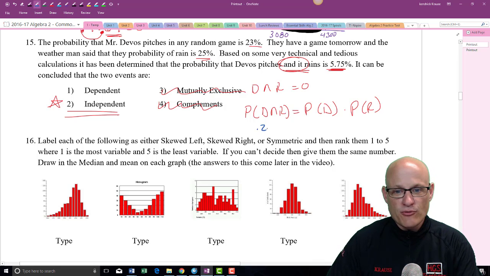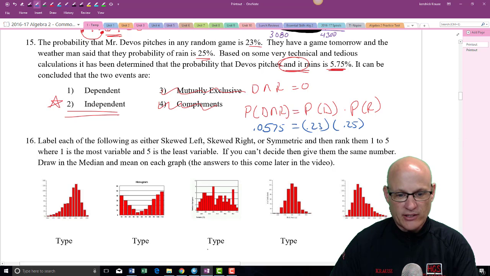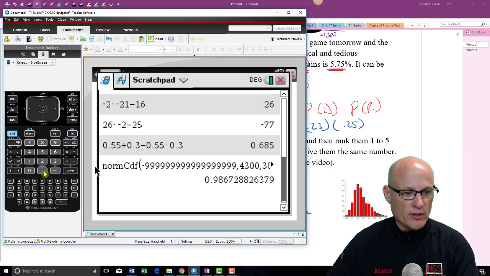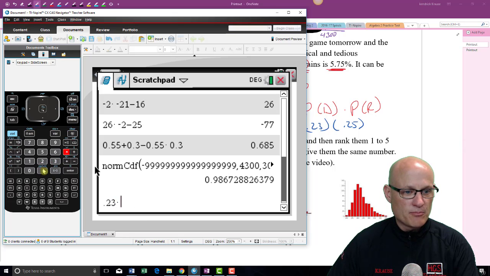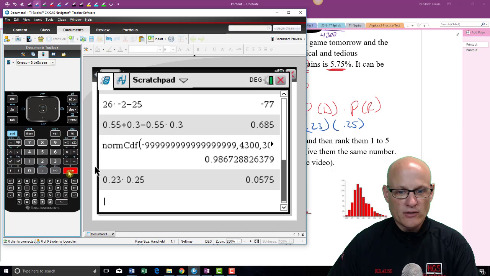I'm going to do 0.23. You have to turn them to decimals. The probability of Devos is 0.23. The probability of rain is 0.25. And we want to see if it's equal to the probability of Devos and rain, which is 0.0575. Not looking too promising here. Let's go. So 0.23 times 0.25 is 0.0575. Oh, so it is in fact equal.